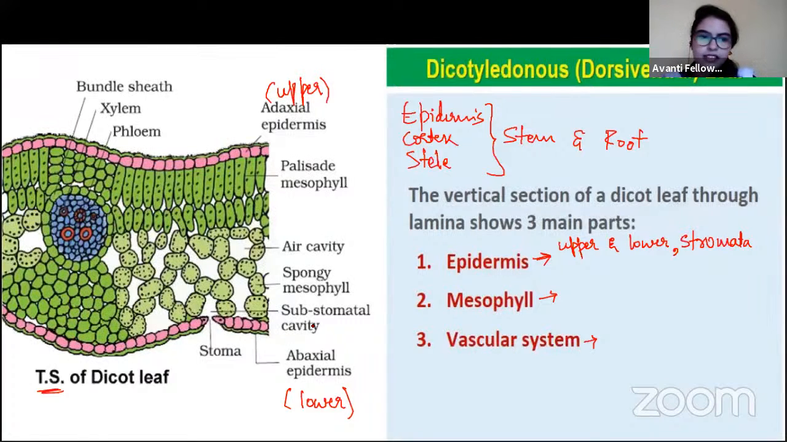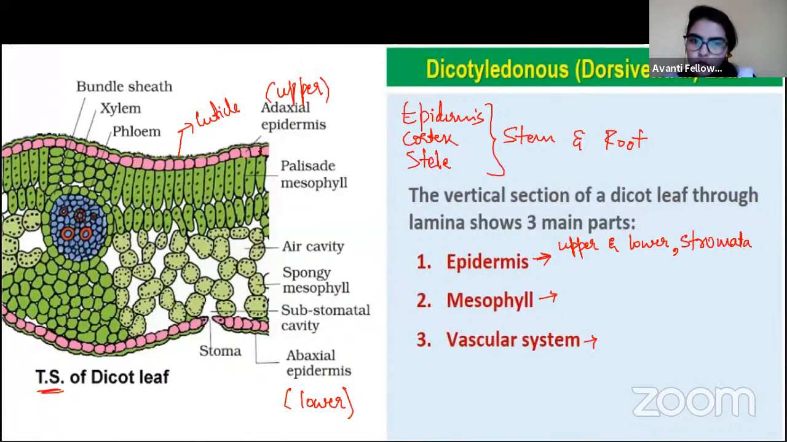Is there anything else I can write in this epidermis? Is there a presence of cuticle here? Actually, they have not labeled it, but there will be a presence of cuticle here. Okay, so this green color thing is a thick waxy cuticle.